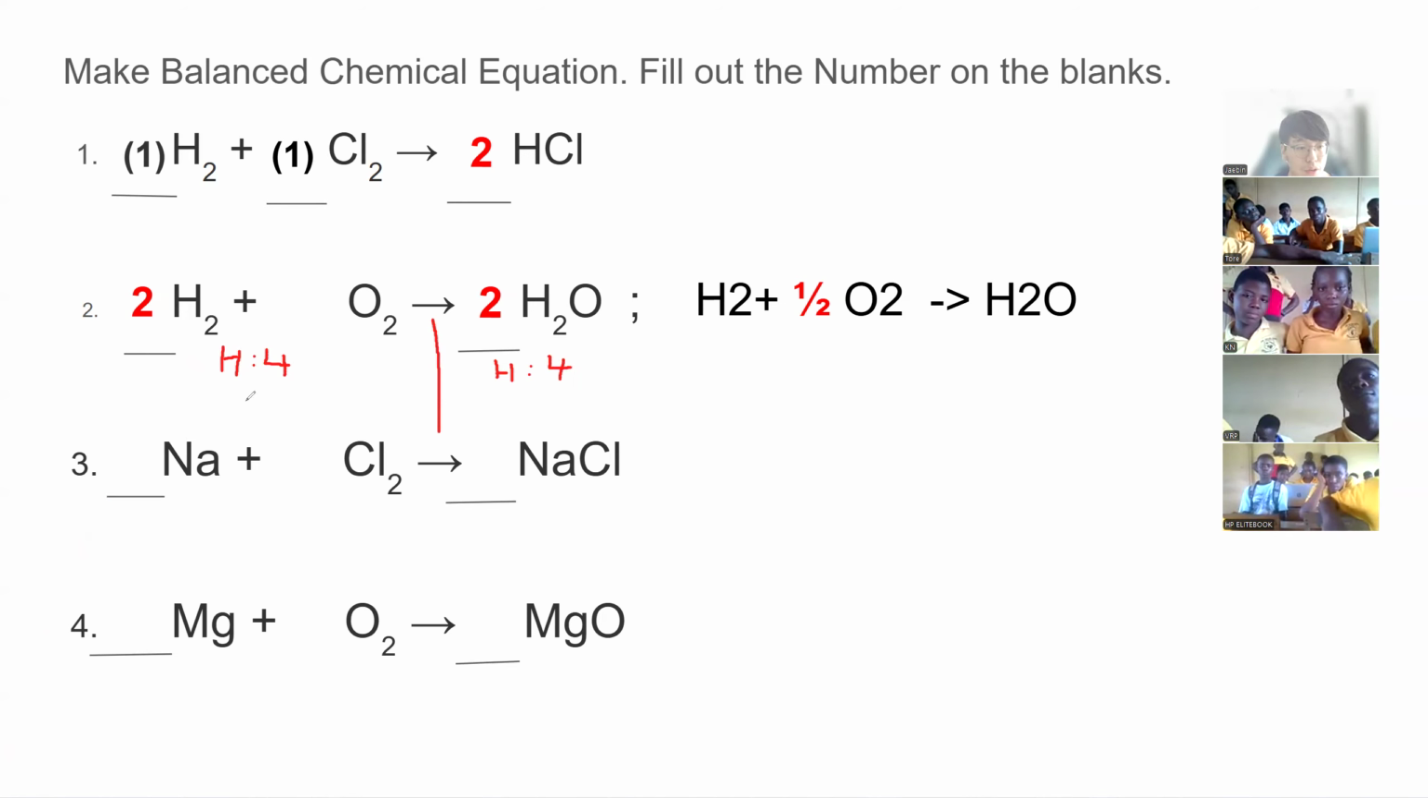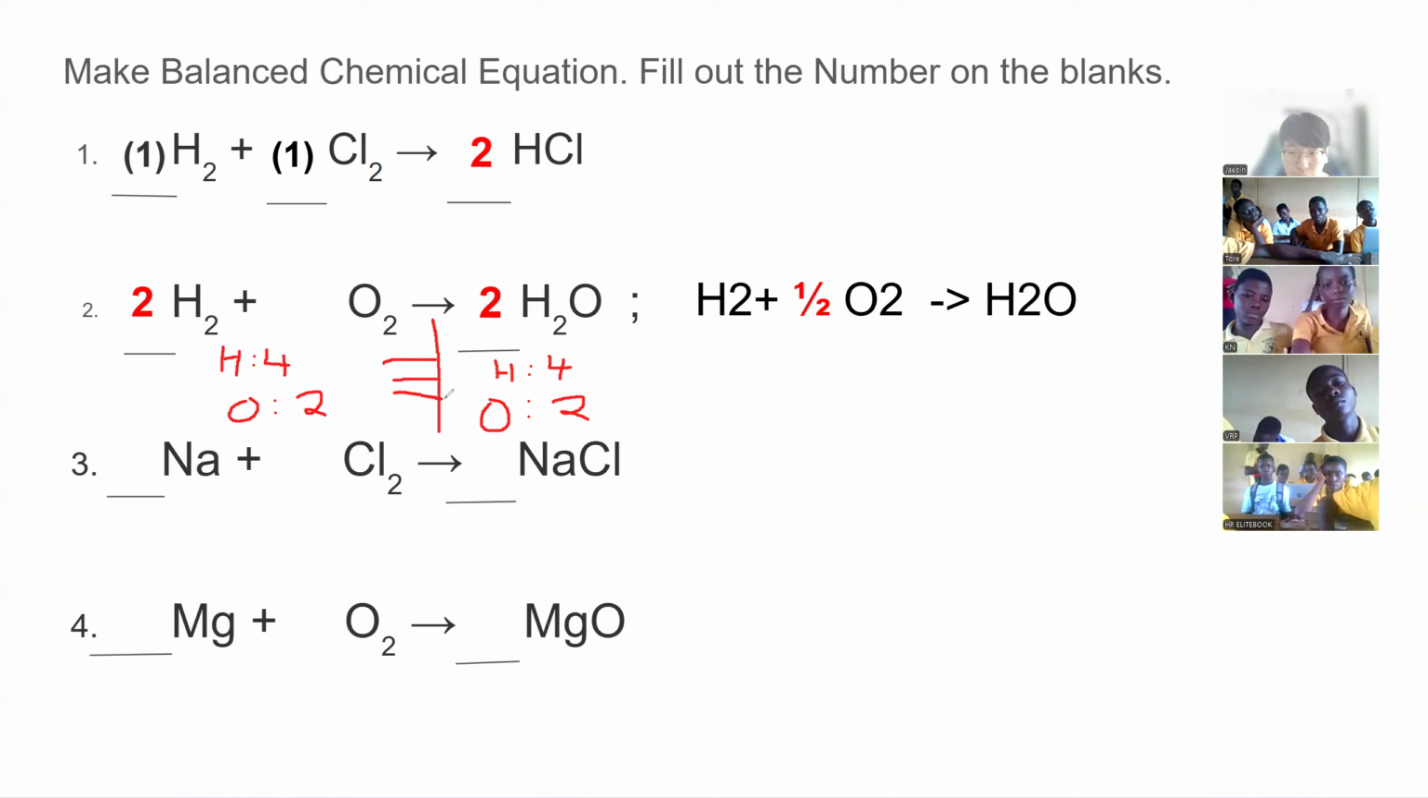Let's look at oxygen. Oxygen on the left, we have 2. On the right, we also have 1 times 2, so we have 2 oxygen. The number of hydrogen on the left equals the hydrogen on the right, and the number of oxygen on the left equals the number of oxygen on the right. So it balances the equation. That is how you would go through each one carefully and balance the equation.